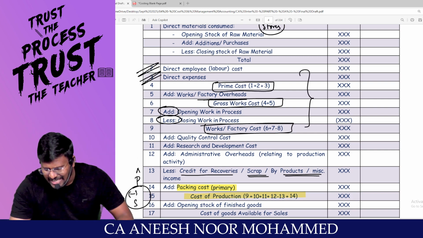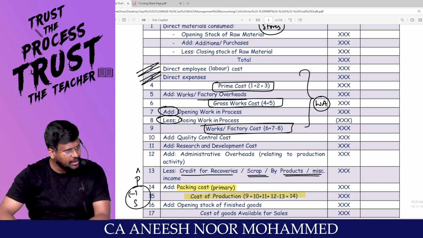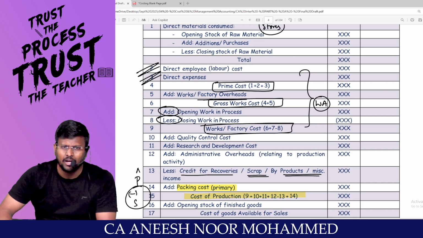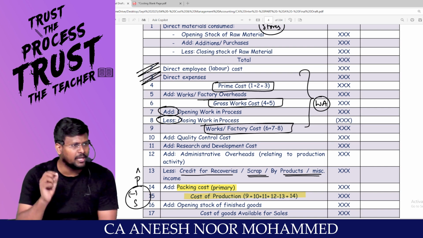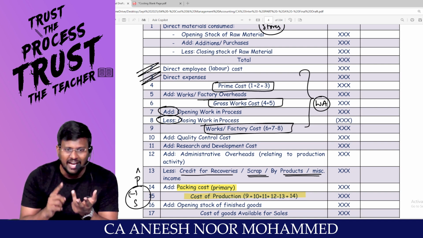So these areas represent the work area cost. The first area, stores. In stores, I will be incurring direct material consumed, right? Then direct labor will be there, direct expense will be there.